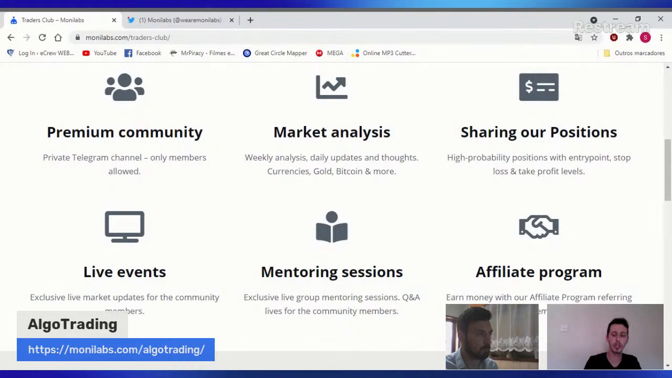As well, we have the affiliate program. If you want to know more, you can send us an email, or send a message to the support team here at Monilabs, and basically you can earn more without even trading by referring friends. If you want more information about that, just contact us through our social media or any channels. And that's it, guys.